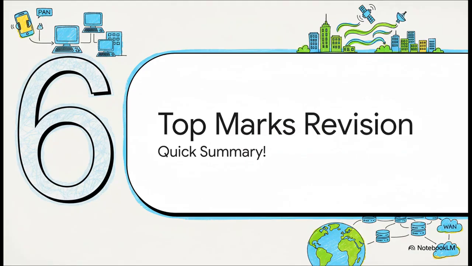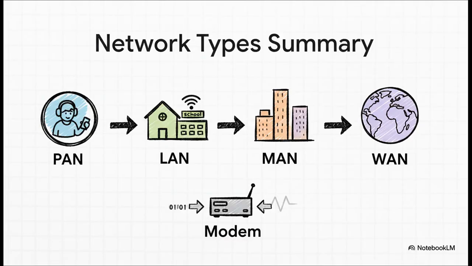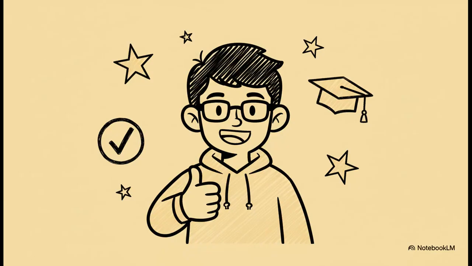All right, that was a lot, but you did great. Let's do a super quick revision of everything we've learned to lock it in for your exam. Ready? Just remember this simple progression. PAN is your personal bubble, like Bluetooth. LAN is your local area, like your home Wi-Fi. MAN is your whole city, like the cable TV network. And WAN is the wide world, the internet. And the modem? It's the magic translator. Easy peasy.